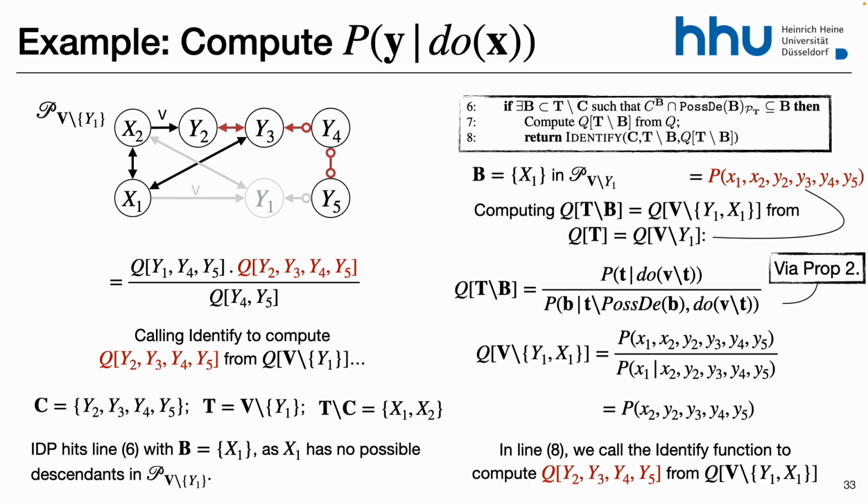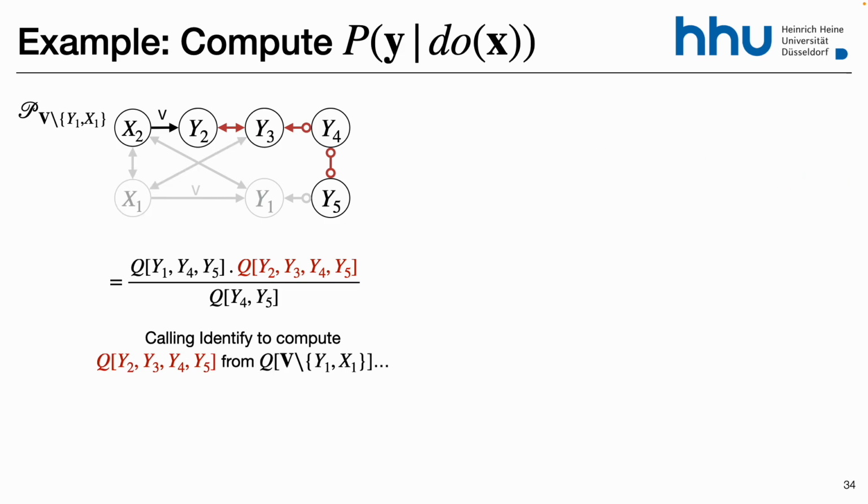We call again. So this is identification now of the Q, with the same C, so the C doesn't change. But now, instead of getting the Q of V minus Y1, we have V minus Y1 and X1. So I'm reducing now. I don't have these two variables, and I want to check again. So this is my C, it's the same. The T is V minus Y1 and X1, and the T minus C is X2.